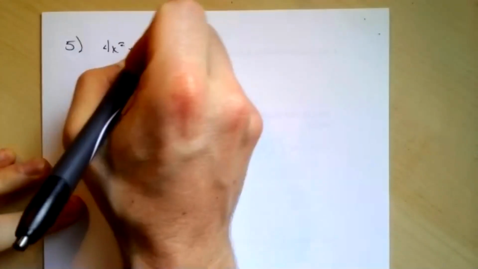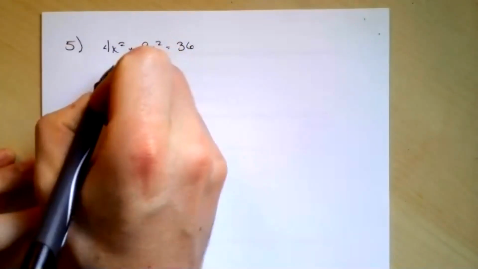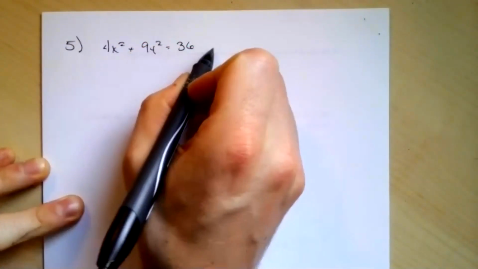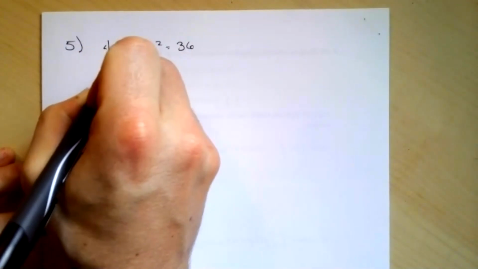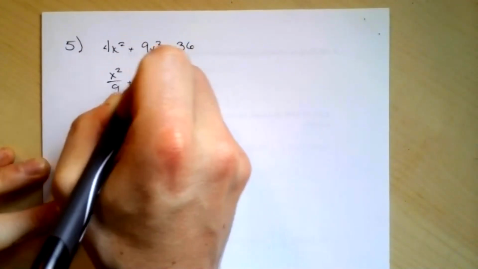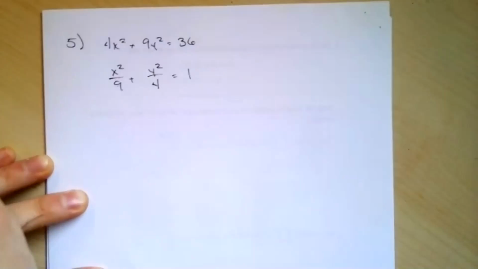We're doing number 5, 4x squared plus 9y squared equals 36. You want your equation of the ellipse to equal 1. So divide everything by whatever constant you have. So you'll have x squared over 9 plus y squared over 4 equals 1.